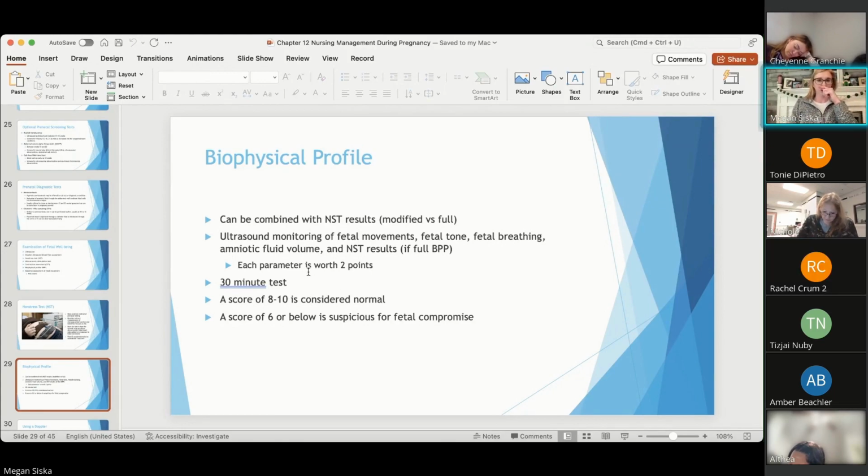Each parameter is worth 2 points for a total of 10 if we include the NST. It takes about 30 minutes to do this ultrasound, or you get 30 minutes to get points for these things. If your end score is like an 8 or a 10, that's good. That lets us know that baby's doing well, baby's got good oxygen, baby's moving like normal. We can go ahead and just continue on. But a score of 6 or below is concerning, and we need to follow up. We either need to do additional testing, or if the score is like a 2 or a 4, you're going to go to the hospital and probably deliver, because that's concerning.